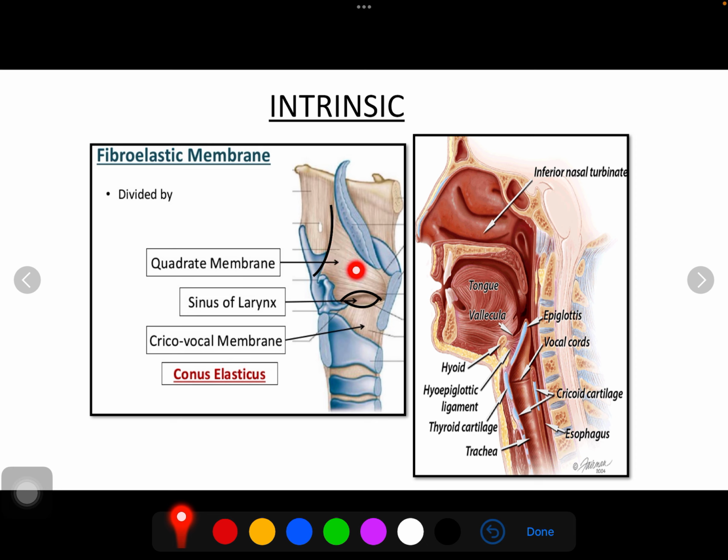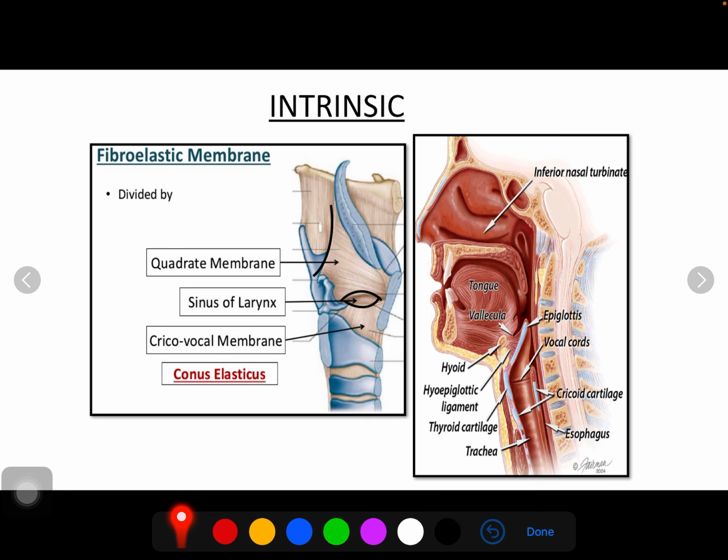This area lies the quadrate membrane. Its free upper margin, this one, forms the aryepiglottic fold, while the lower free margin forms the vestibular ligament, stretching from the thyroid angle to the anterolateral surface of the arytenoid cartilage.